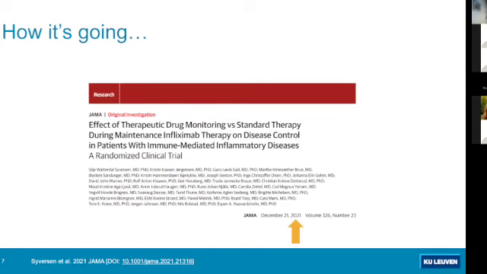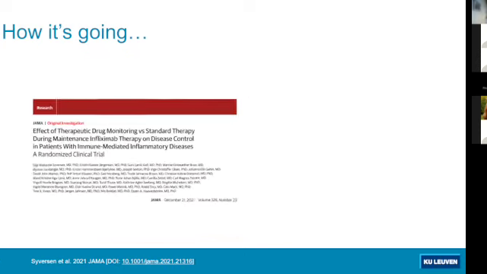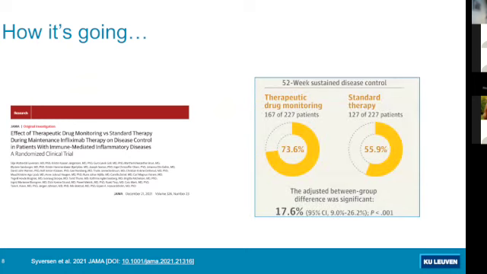And in this paper, they show the benefit in a number of immune-mediated inflammatory diseases. Not just IBD, not just rheumatology, also dermatology, psoriasis. And this little plot summarizes actually everything in this trial, that if you do TDM, clinicians are able to keep patients under control, the disease under control in patients for a longer time. So this was really an important study showing the benefits of TDM.